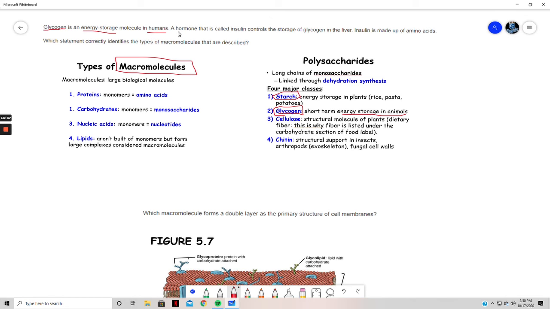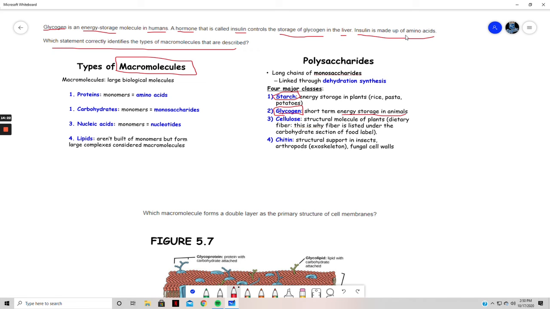Okay, and the next part of the question is, a hormone that is called insulin controls the storage of glycogen in the liver. Insulin is made of amino acids. And so the question asked, which statement correctly identifies the type of macromolecules that are described? In other words, which types of macromolecules have they been talking about? And again, it's a multiple choice question, but we don't want to just point to answers. We want to fill in the information gaps and help students to analyze and come up with a logical conclusion, and then be able to answer the question on their own.